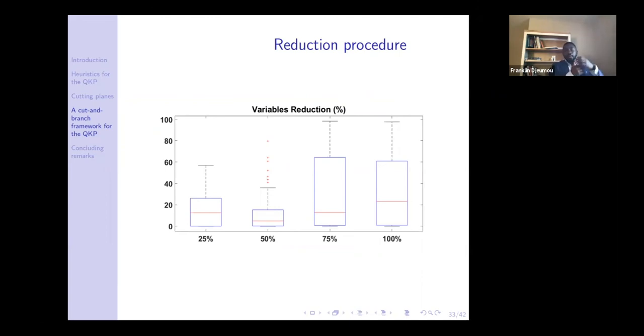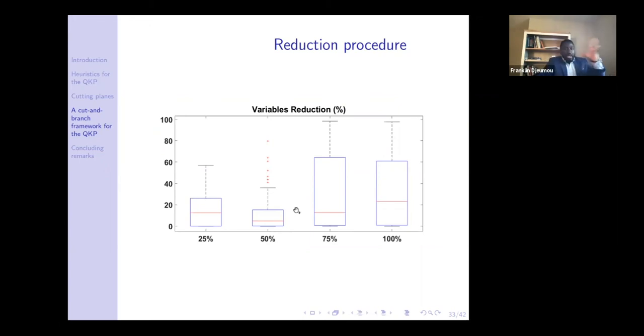Because we can reduce about 20% of the variables. But when you go to the dense cases, you can see that the reduction becomes very significant. You can reduce even up to 60% of your variables, which is very good. So if you go from a problem with 1,000 variables, you can end up with about 400 variables, which is good for Cplex to solve, okay?